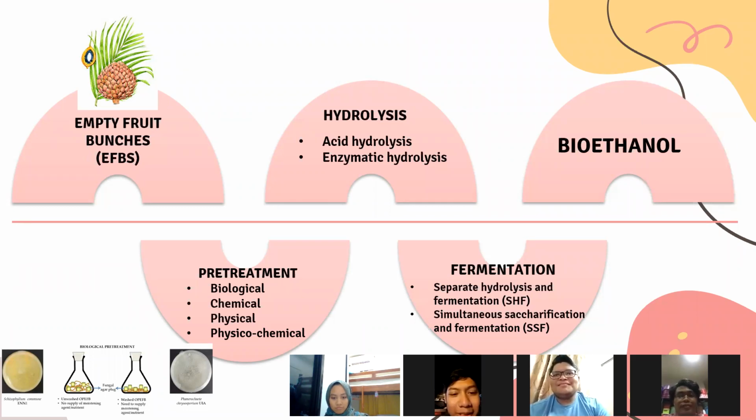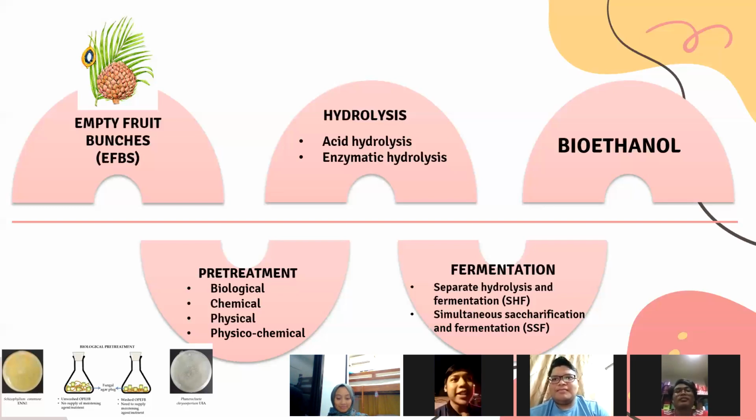So next, after all the process, overall the process goes in 3 steps, which is pretreatment, hydrolysis, fermentation, and then we can produce bioethanol. So in the pretreatment phase, we use 4 types of treatment, which is biological, chemical, physical, and physicochemical.